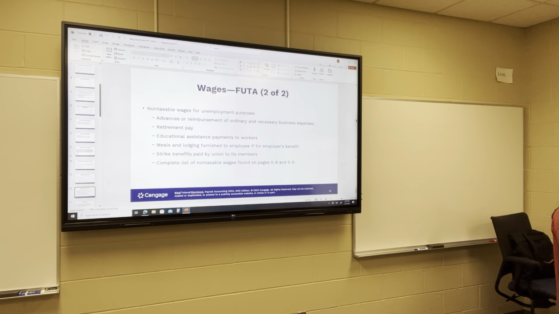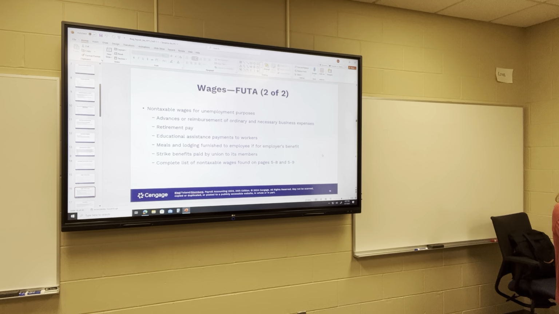Okay, so some non-taxable wages. Advances or reimbursement of ordinary business expenses as long as it's part of an accountable plan. So here we're talking about, like, if you get reimbursed for mileage, that's not considered wages. That's just a reimbursement for expense. You don't get taxed on that. That's not subject to any of the taxes that we've talked about. Retirement pay, not subject to FUTA tax. Educational assistance payments to workers. So remember we talked about employers can pay up to $5,250 for tuition reimbursement to employees. That is not included in the $7,000.